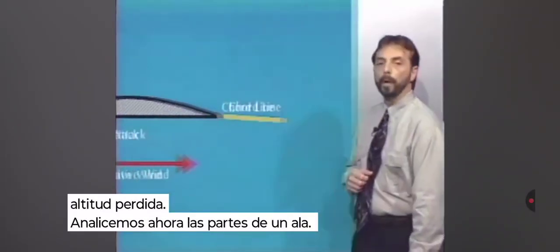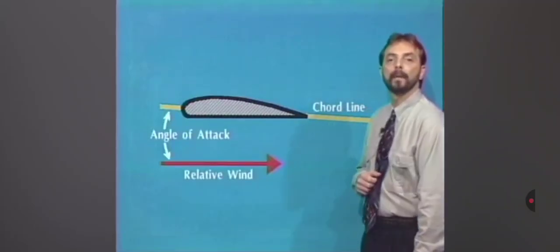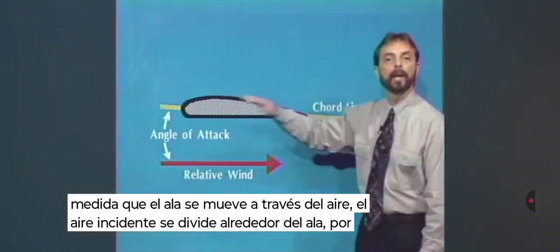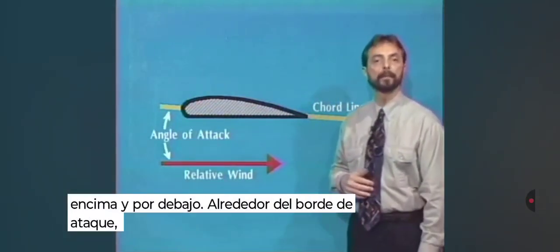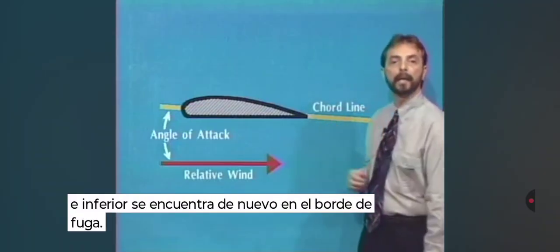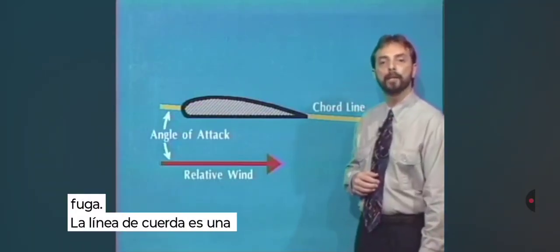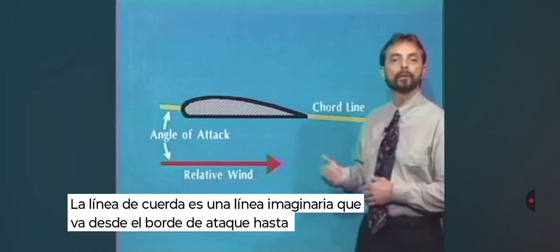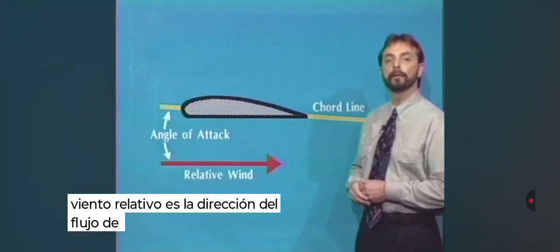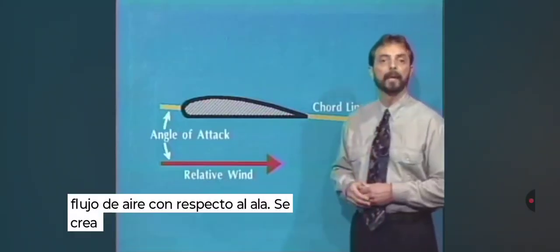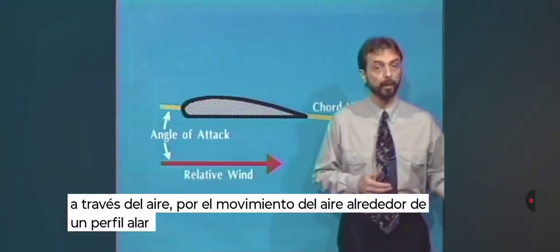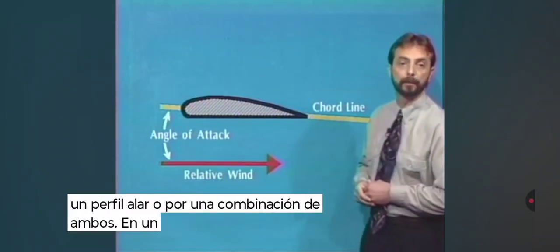Let's look at the parts of a wing now. As the wing moves through the air, the oncoming air will split around the wing over the top and through the bottom around the leading edge. The airflow on top and on bottom meet again at the trailing edge. The chord line is an imaginary line that runs from the leading edge to the trailing edge. Relative wind is the direction of airflow with respect to the wing. It's created by the motion of an airfoil through the air, by the motion of air past an airfoil, or by a combination of the two.